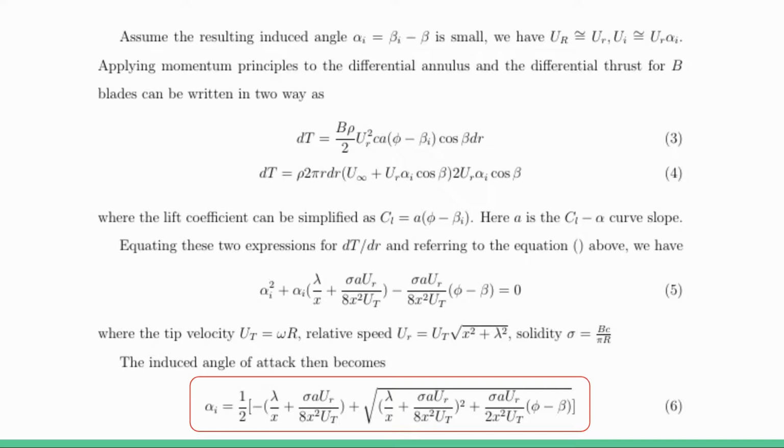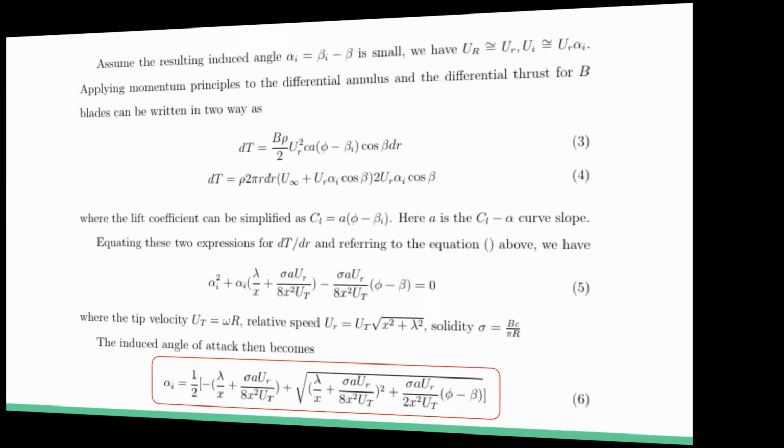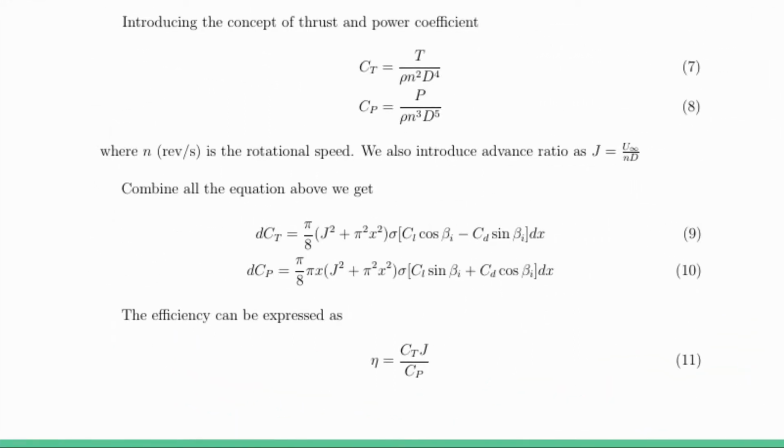Then the induced angle of attack is obtained in the red brackets below with all those parameters. With this induced angle of attack, we can calculate the elemental thrust coefficient and the power coefficient. Instead of integrating them, we can use the discretization methods to calculate each section of the blade, and we can get the total thrust coefficient and power coefficient to get the efficiency.